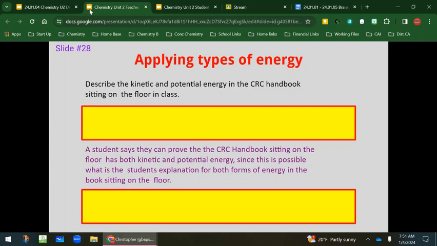All agree? Yeah. Okay. But yet, I will have a student every year who says they can prove that that book sitting on the floor has both kinetic and potential energy. What if it has a bomb? It doesn't. It can have potential without having a bomb in it. Someone explain to me how that book has kinetic and potential energy right now. Is it breathing? No, it's not breathing. I'm not tricking you that way. Just joking.